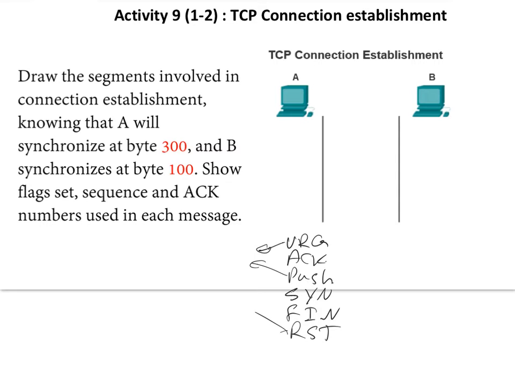you need to go to the urgent pointer and point to the part of the segment where it contains the important information or the urgent information, not necessarily the whole segment. For push, it actually forces both the sender and the receiver to process the segment immediately, without following any order. Okay? So this is the slight difference.